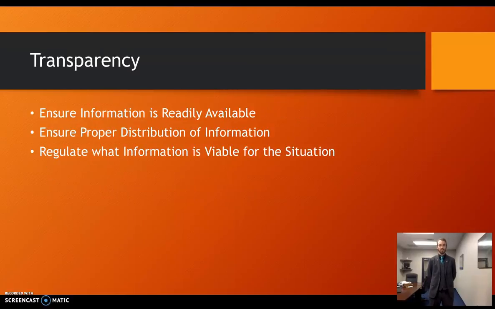First off, transparency. Transparency ensures that information is readily available to the public and those within the organization, no matter what point of time it is. It also ensures the proper distribution of information by a public relations officer. The public relations officer can help regulate what kind of information is available to the public and to employees at what certain times, but also ensures that the company is completely ethical in the information that it has.